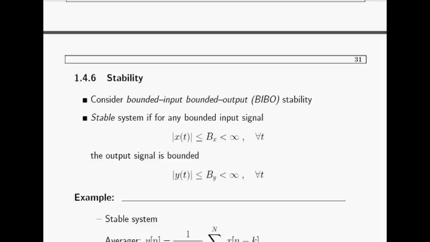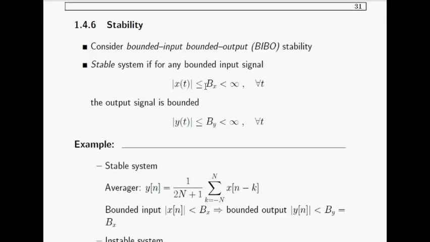Stability is checked by the BIBO condition, which is the bounded input, bounded output stability condition. If your input is bounded, meaning the signal has some maximum, then your output signal is also bounded, and the system will be stable. So if the magnitude of x of t is less than or equal to Bx, which is less than infinity, meaning it is finite, and your output signal is bounded also, the magnitude of y of t is less than or equal to By, which is also finite, then the system will be stable.